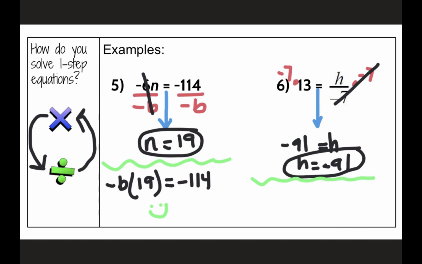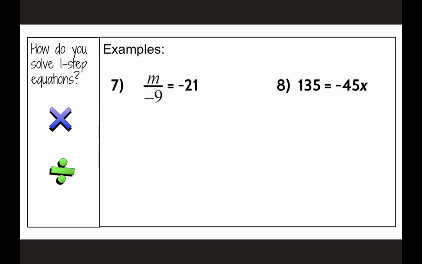Let's substitute negative 91 in for h. Does 13 equal negative 91 divided by negative 7? Well, my signs agree, so I should get a positive. Use your calculator. 91 divided by 7, do you get 13? Absolutely. We solved correctly. Let's go to examples 7 and 8.